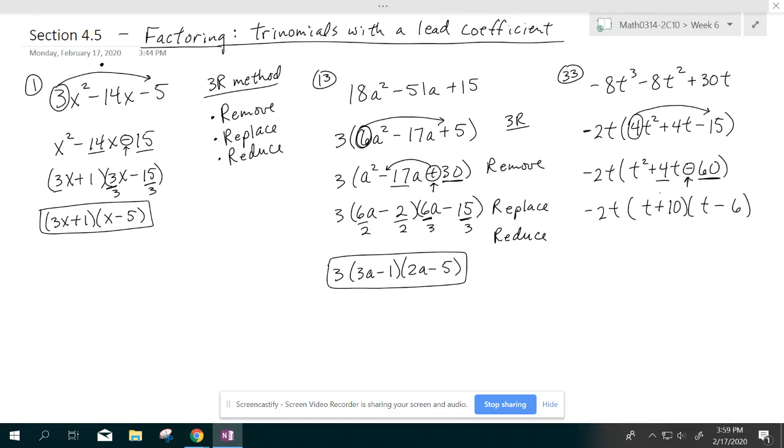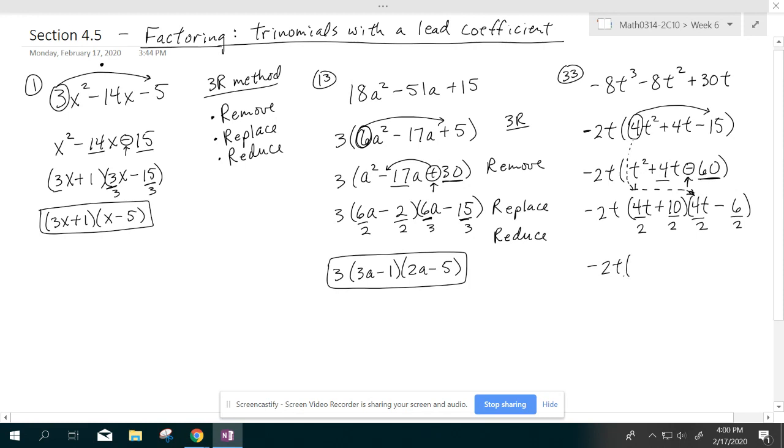No, I'm doing the 3R method. Now I got to take this 4 that I removed and replace it. Yeah, the most common mistake people make doing the 3R method is they forget to do the last 2 R's. Okay, so I replaced the 4. Now does 4 and 10 reduce by 2? What about 4 and 6? By 2.